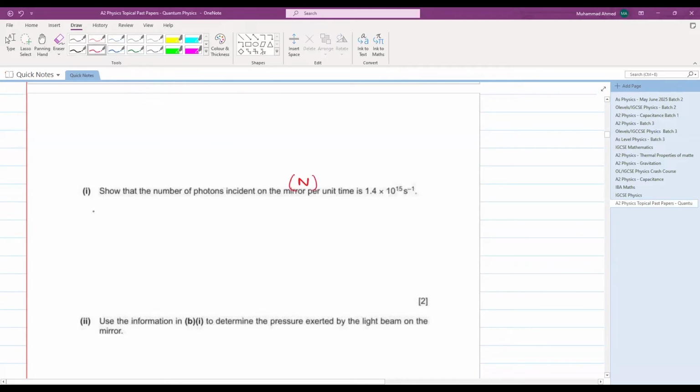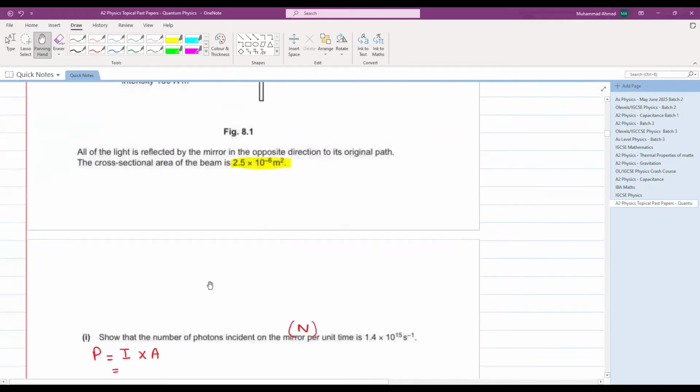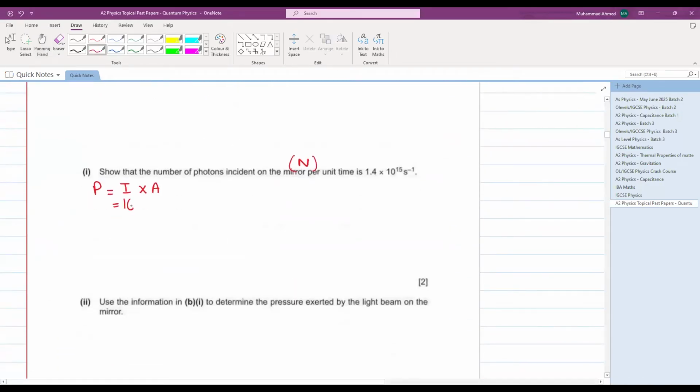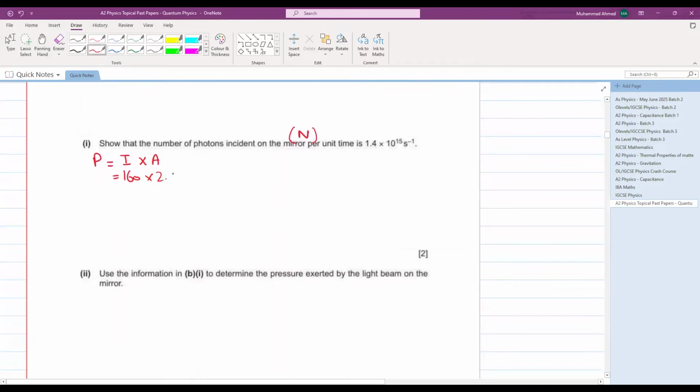First of all, let's calculate the power here. Power had a formula of what? Intensity into area. We have studied this in AS. What is your intensity value? 160. What is your value of area? 2.5 into 10 raised to the power of minus 6. Let's calculate this answer. This comes out to be 160 into 2.5, which is 400 into 10 raised to the power of minus 6 watts.